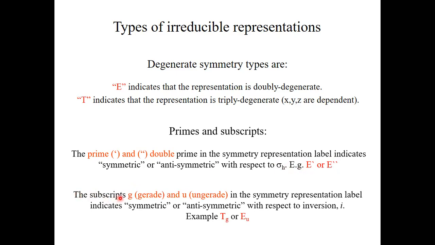We can also have subscripts like gerade and ungerade, for example. So gerade, g, would mean symmetric with regard to an inversion, and u would mean antisymmetric with regard to an inversion. So for instance, we could have symmetry type Tg, for example, or Eu.